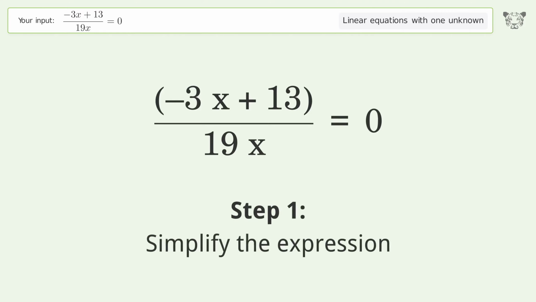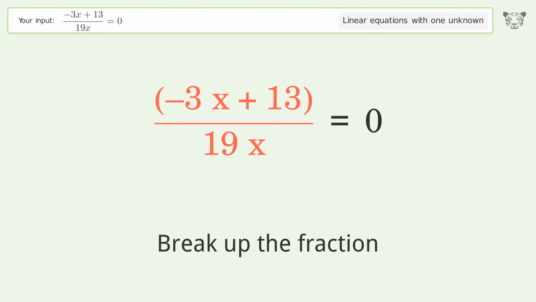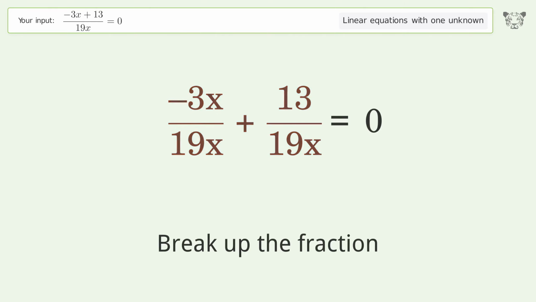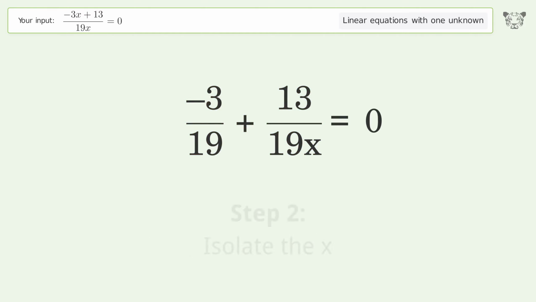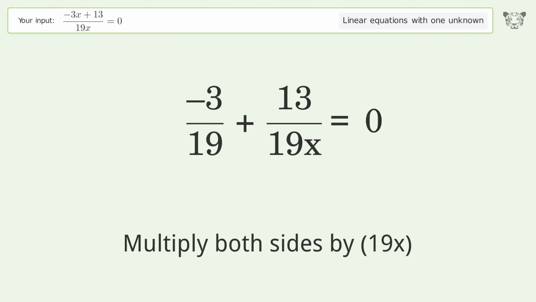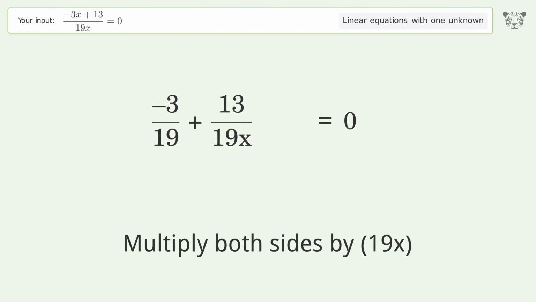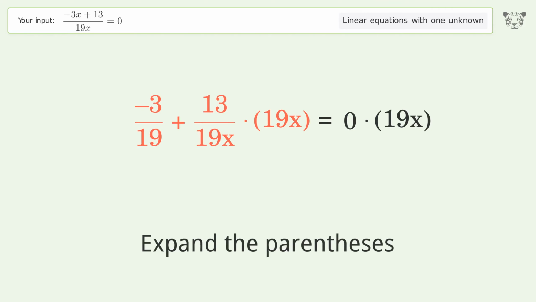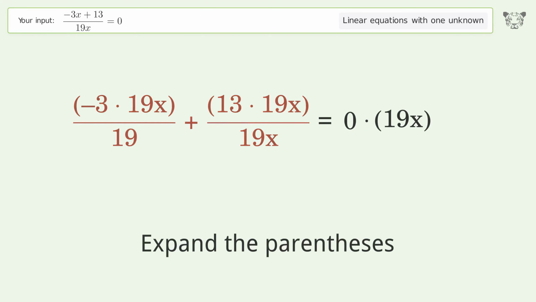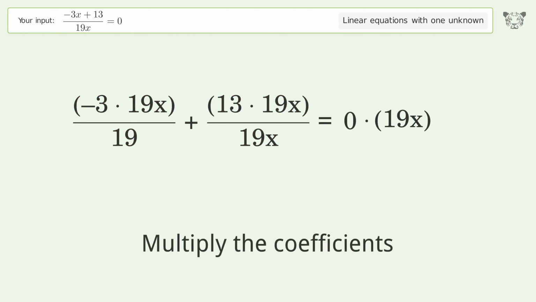Simplify the expression. Break up the fraction. Simplify the arithmetic. Isolate the x. Multiply both sides by 19x. Expand the parentheses. Multiply the coefficients.